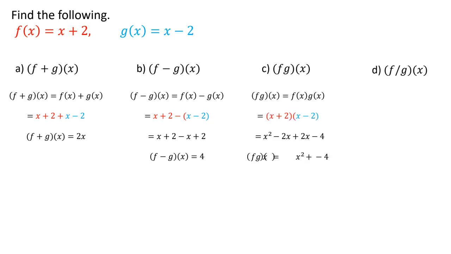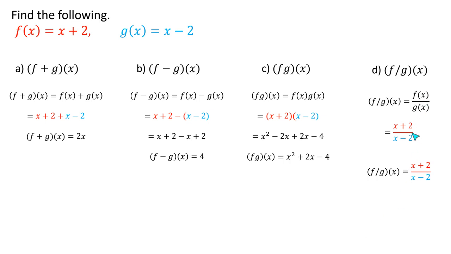And then the product here, we get x plus 2 times x minus 2. So we want to multiply x times x is x squared. x times negative 2 is negative 2x. 2 times x is positive 2x. And 2 times negative 2 is negative 4. So the 2x and negative 2x become 0, leaving us with x squared plus negative 4. And then the division, we have f of x is x plus 2 and g of x is x minus 2. There's nothing for us to do here, and so that would be our answer.